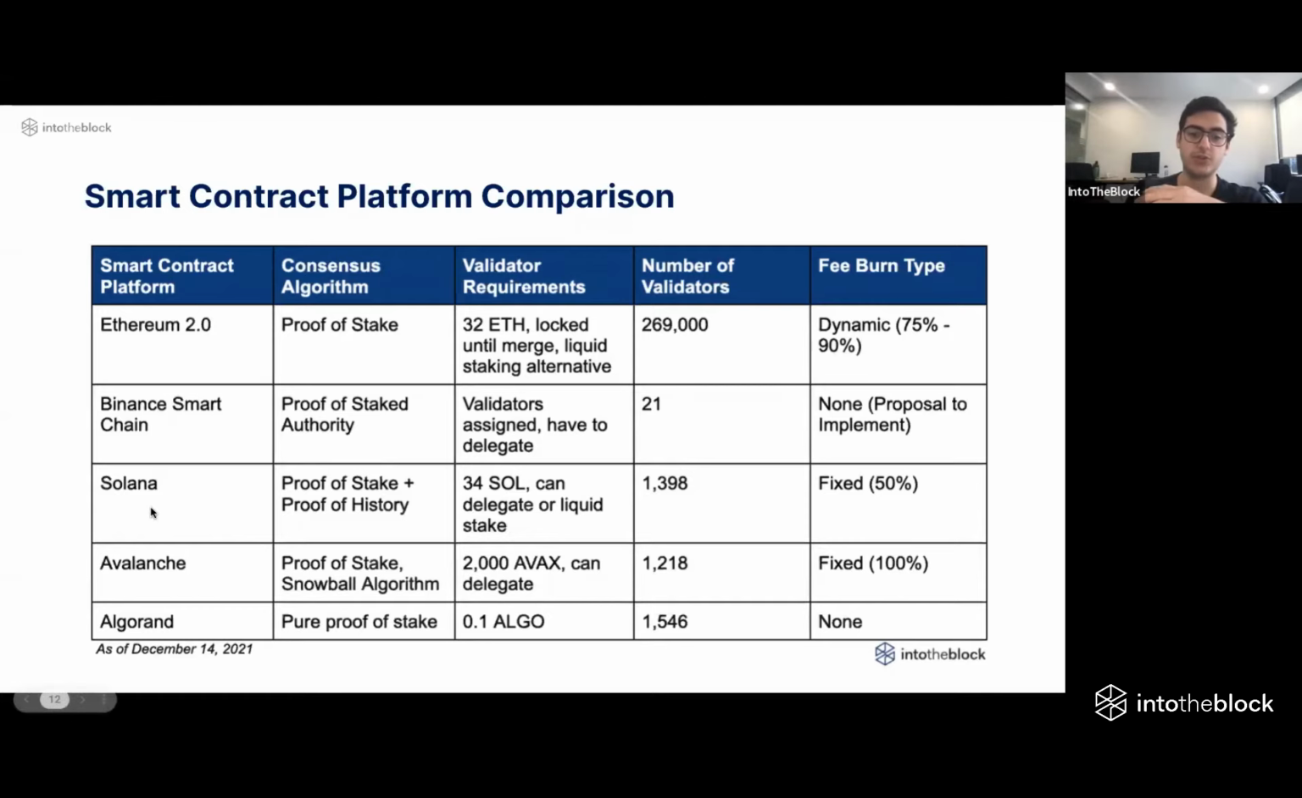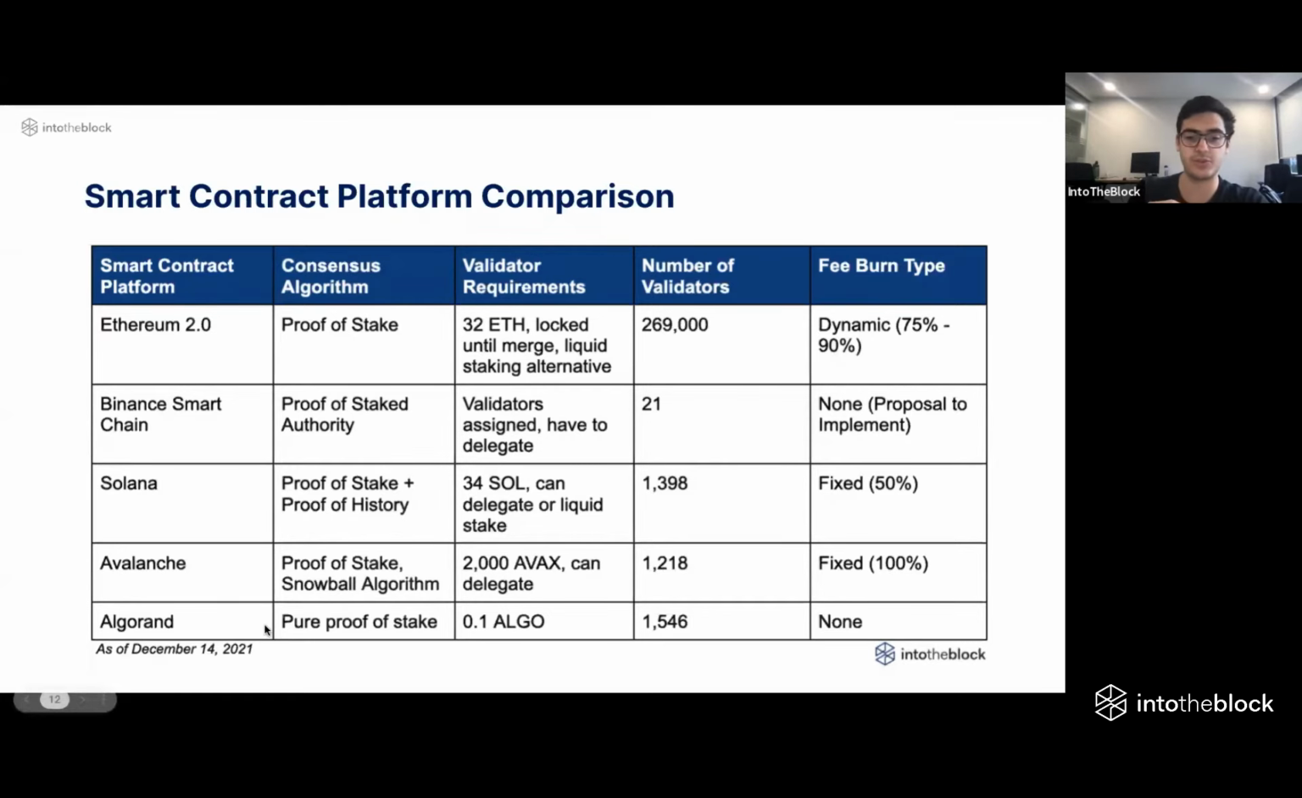So it's a lot more scalable and sacrificing less on decentralization than, for instance, BSC. They have a lot more validators participating in consensus, and they have a 50% fixed burn rate. Then there's Avalanche, which has a higher validator requirement of 2,000 AVAX tokens, but still has a relatively high number of validators, 1,218. And 100% of the fees that are paid in Avalanche are burned.